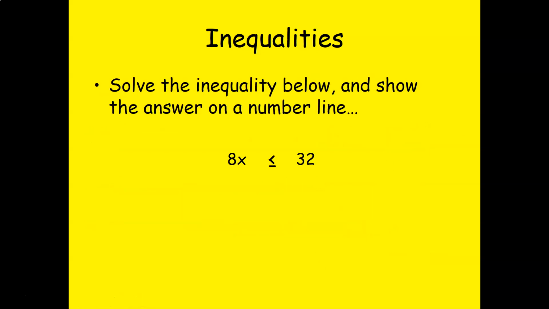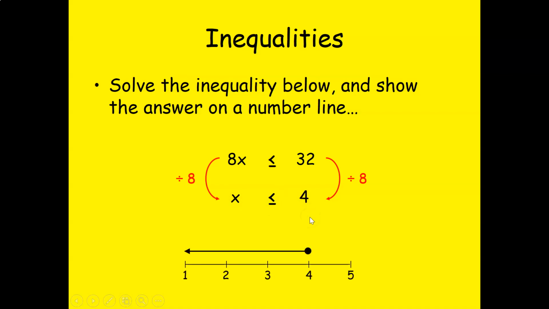Solve the inequality below and show the answer on a number line. 8x is less than or equal to 32. Divide both sides by 8, since the numerical coefficient of x is 8. We have here x is less than or equal to 4. Its graph is a solid dot at 4 because there is an equal sign, and less than means the arrow is pointing to the left.